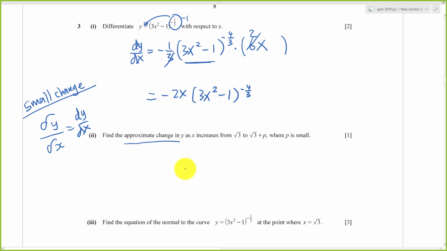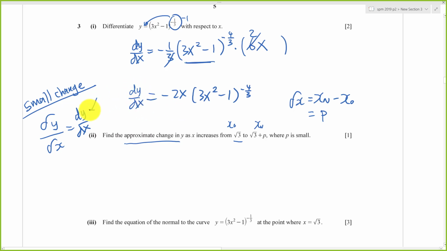Alright, so yeah, we know the change in x, right? Because this is the original value of x, this is the new value of x. In order to find the change of x, just use the new value of x minus the original value of x. So basically you will get p. Okay, because √3 plus p minus √3, you will get p. So we got a p, and then we have the dy/dx. We just did it on the top here. So this is our dy/dx we have already.